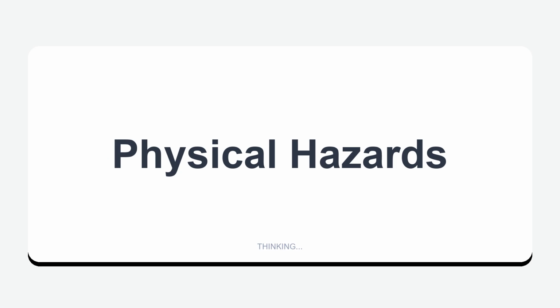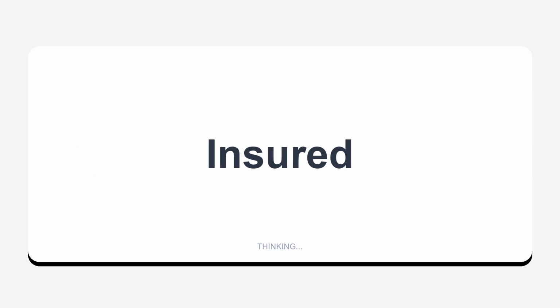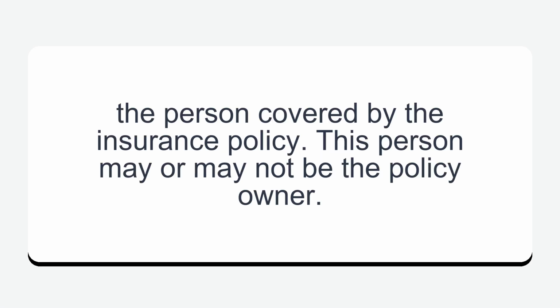Physical hazards: are individual characteristics that increase the chances of the cause of loss, e.g. medical history, or birth condition like blindness, etc. Insured: the person covered by the insurance policy. This person may or may not be the policy owner.